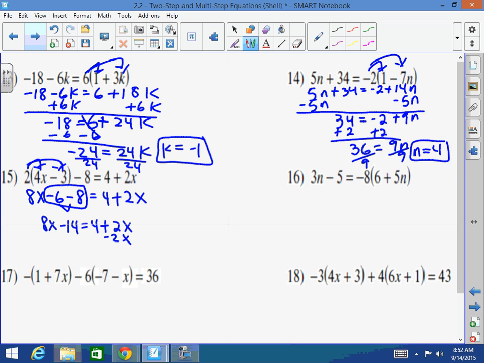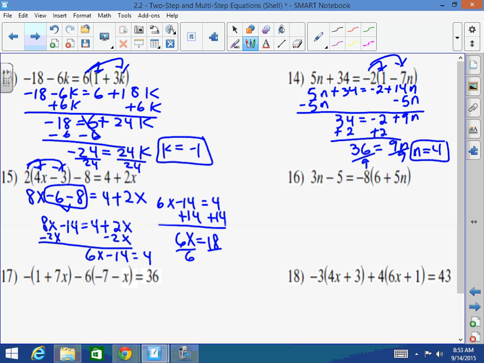Now subtract the 2x from both sides. Very good. So I've got 6x minus 14 equals 4. What do I do now? No, you're doing it right. I'm just rewriting it. You add the 14 to both sides. That's exactly perfection. 6x equals 18. And then you divide both sides by 6, and x equals 3. You are a boss. Tell me what to do.